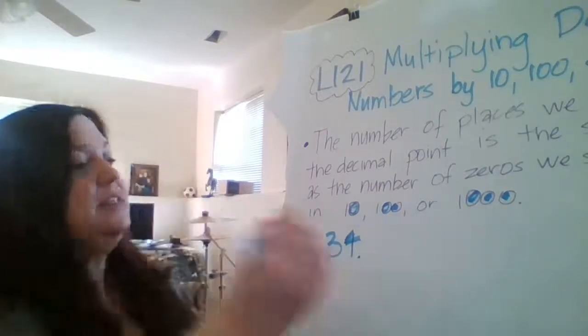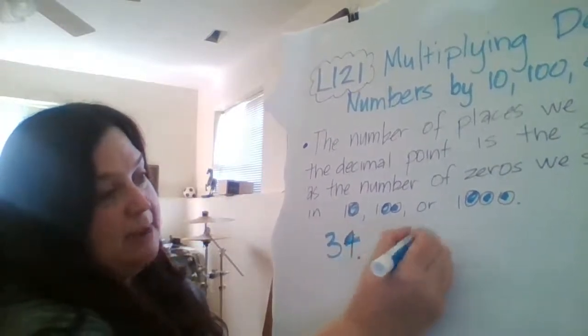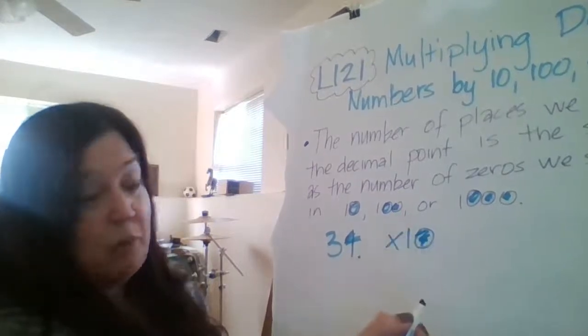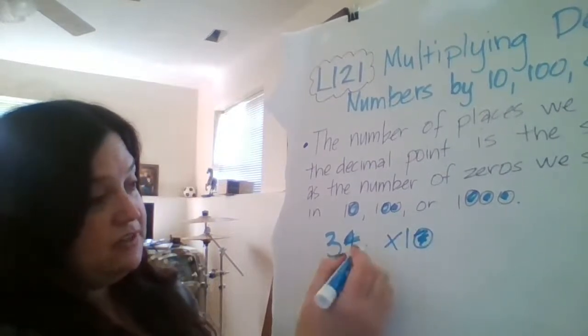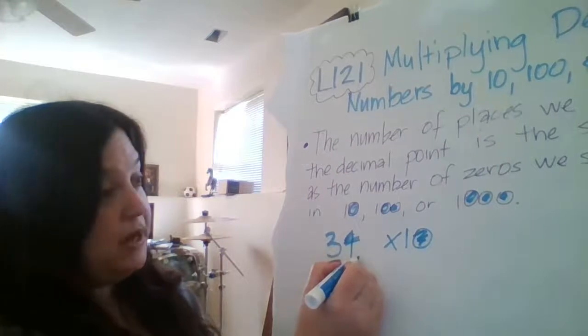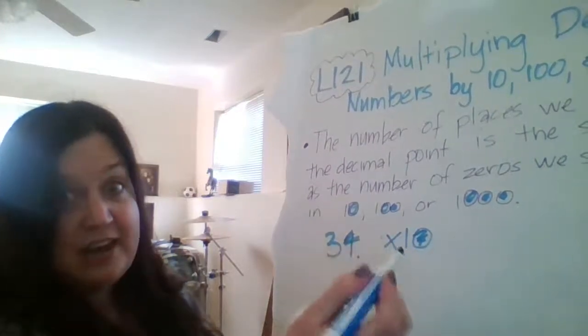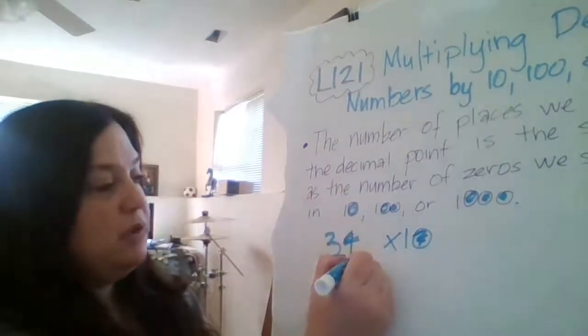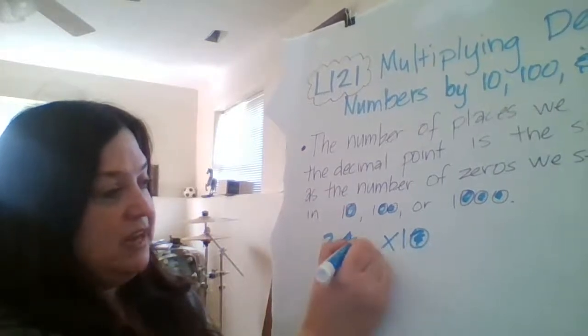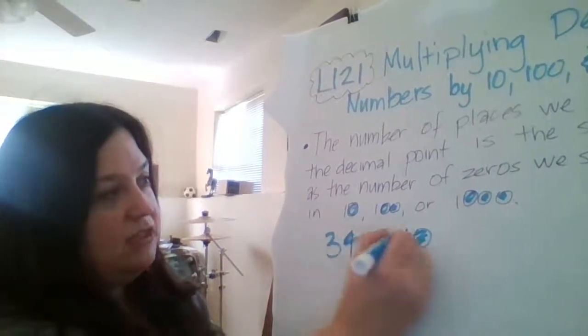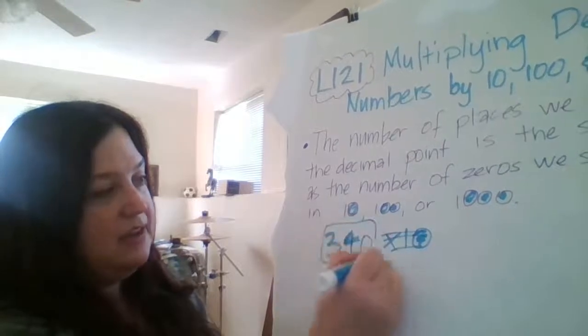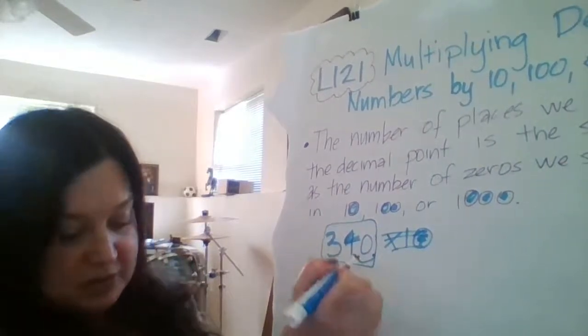So our first problem is we're going to take 34 and multiply it by 10. And you see that 1 zero. So we are going to shift our decimal point 1 space because that 10 does hold a space for us, right? So we would shift it 1 space to here so that we would have 340 as our answer. So let's try some more of these.